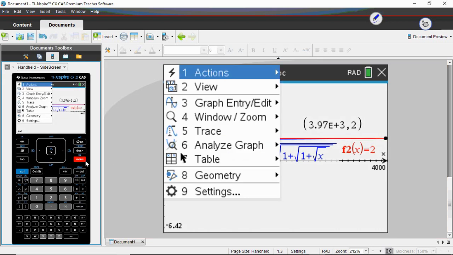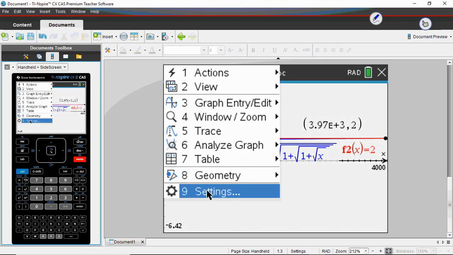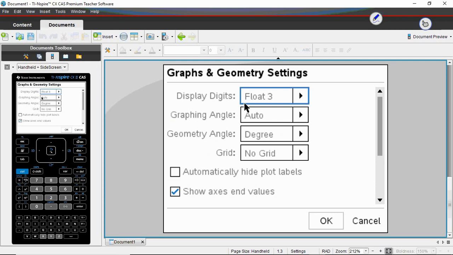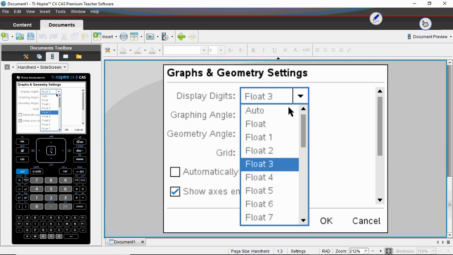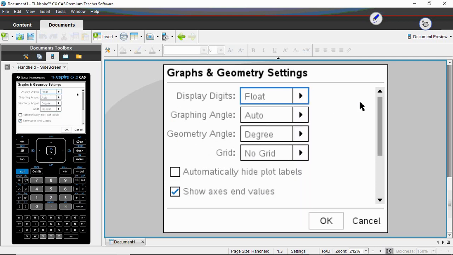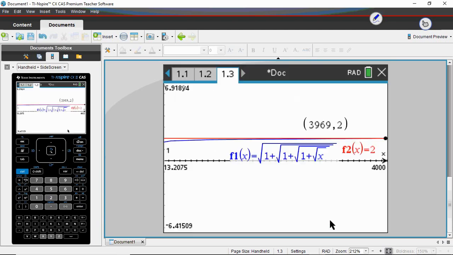we're going to fix that is to go to Menu, Settings, and then we're going to change this from float 3 to just float. Float tells us how many digits are shown in a number. So I'll just press OK, and you see already it's fixed itself automatically. So 3,969, that's the x value where these two graphs intersect. The y value, 2, is actually not important to this problem.